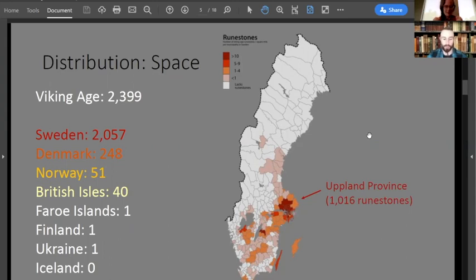Then we have one from the Viking Age in the Faroe Islands. One has been discovered in Finland, and one in the Ukraine. And there are no Viking Age runestones in Iceland at all. And even within Sweden, the distribution of runestones is not at all even. And actually, about half of the Swedish runestones are located in this dark red area here, which is Uppland province. So that's pretty remarkable.